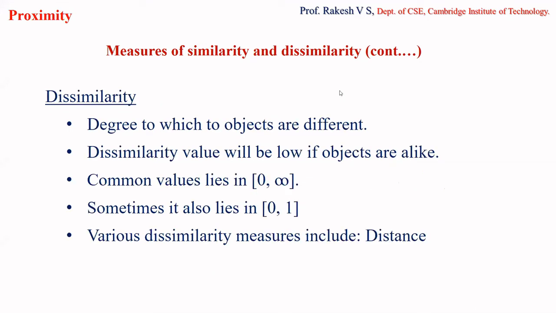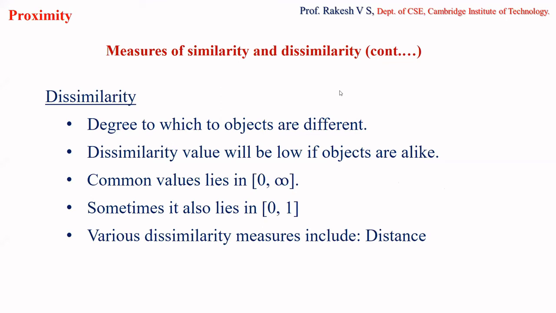So that is how it is. Here, generally the common values lie between 0 and infinity. But in some cases we can also bring it down to 0 and 1 by applying a suitable transformation. So various dissimilarity measures include distance. This is the main thing. Distance is a dissimilarity measure.